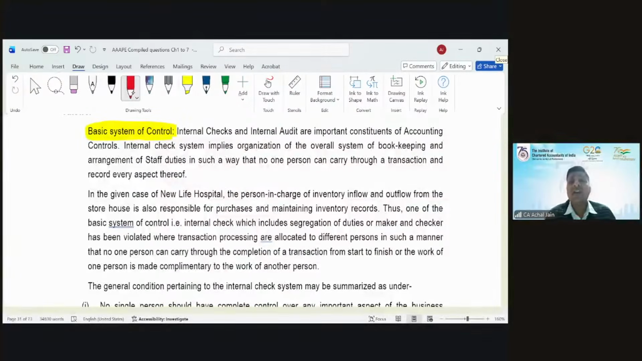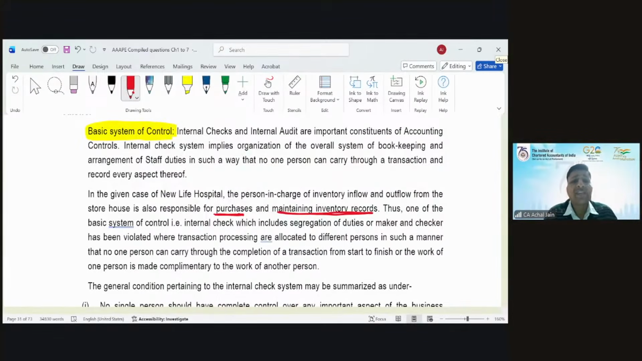Internal checks and internal audit are important constituents of accounting controls. Internal check system. So what does it imply? It implies organization of the overall system of bookkeeping and arrangement of staff duties in such a way that no one person can carry through a transaction and record every aspect thereof. Okay. In the given case, the person in charge of the inventory inflow and outflow from the storehouse also purchases and maintains the inventory records, right?